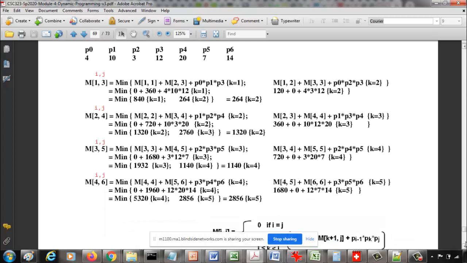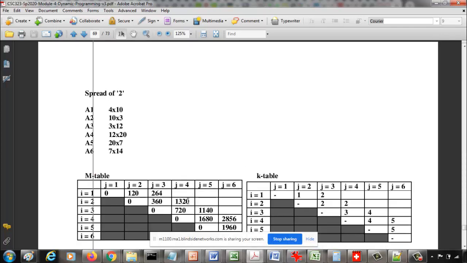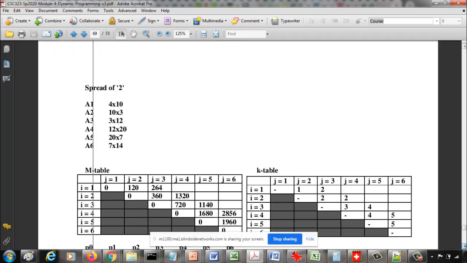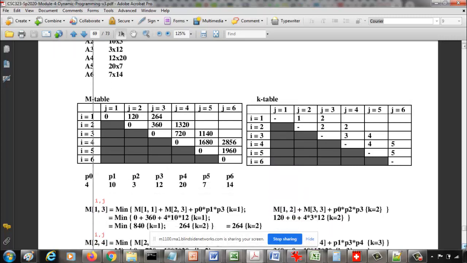Similarly for M of 2 comma 4, the K values can be 2 or 3. Then accordingly find the number of multiplications: M of i comma k, plus M of k plus 1 comma j, plus Pi minus 1 times Pk times Pj. So you get 1320 for K equals 2 as the minimum. So record 1320 here for M of 2 comma 4, and the corresponding cell in the K table is 2. So do the math like that and find the M values for M of i comma j with spread of 2.